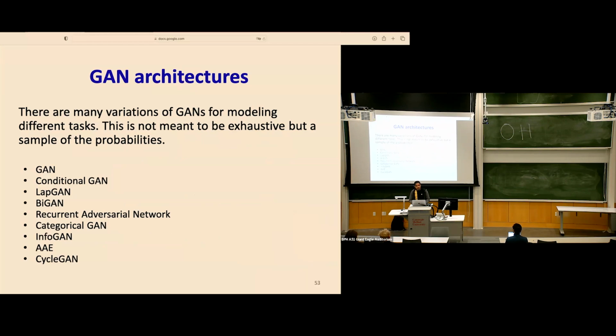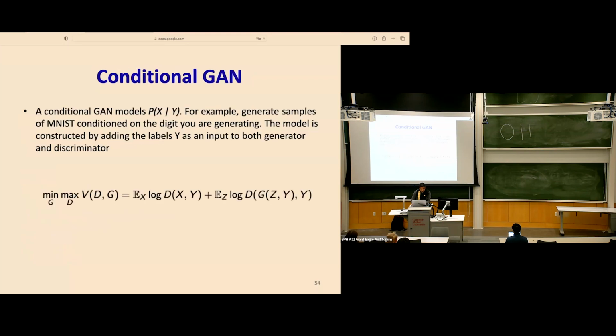So let's move on to GAN architectures. There are many variations of GANs for modeling different tasks, but you've already seen vanilla GANs in the first lecture, and Aditya also explained vanilla GANs. In this case, we'll look at other variants that are used for specific applications. The first one is conditional GAN.